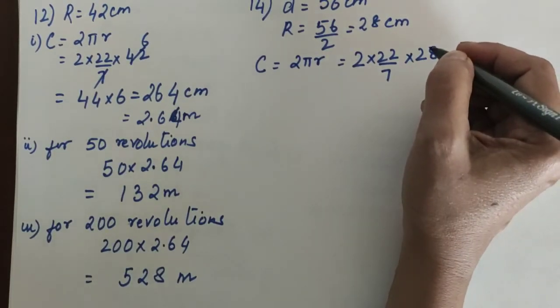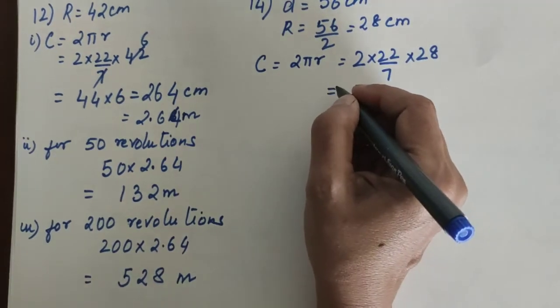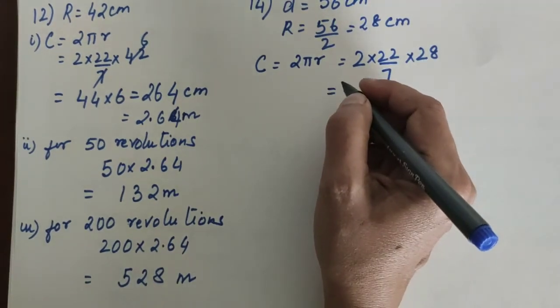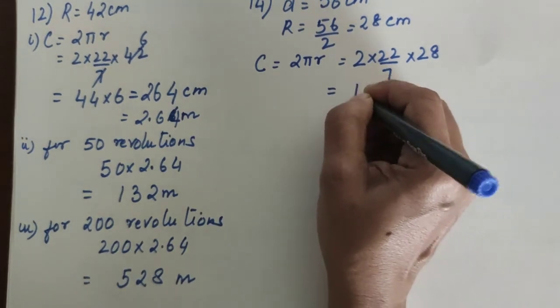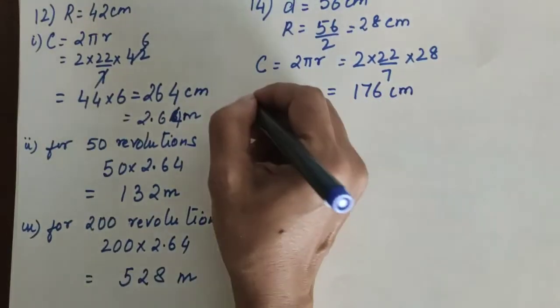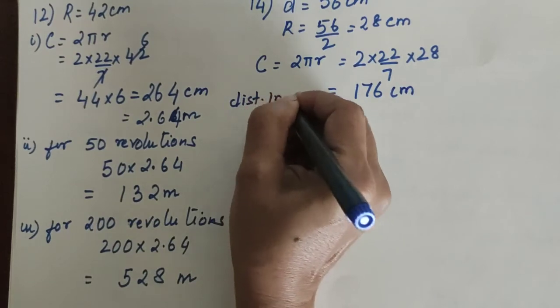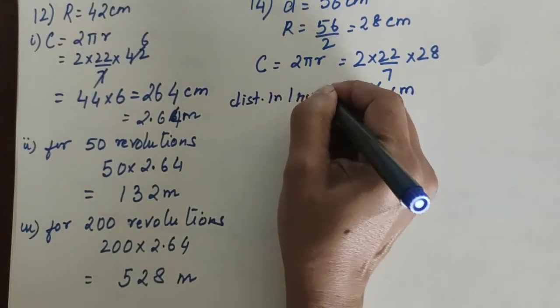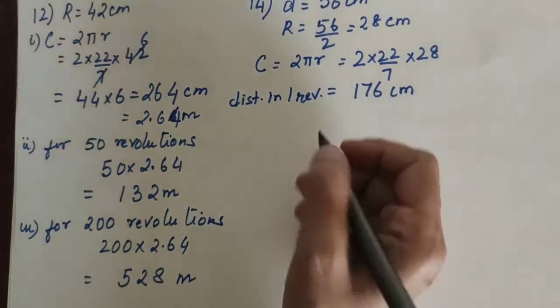So 2 into 22 upon 7 into 28 will give you 176, if I am not mistaken, 176 centimeters. So this is the distance in one revolution. Okay, now it is making 45 revolutions in 10 seconds.